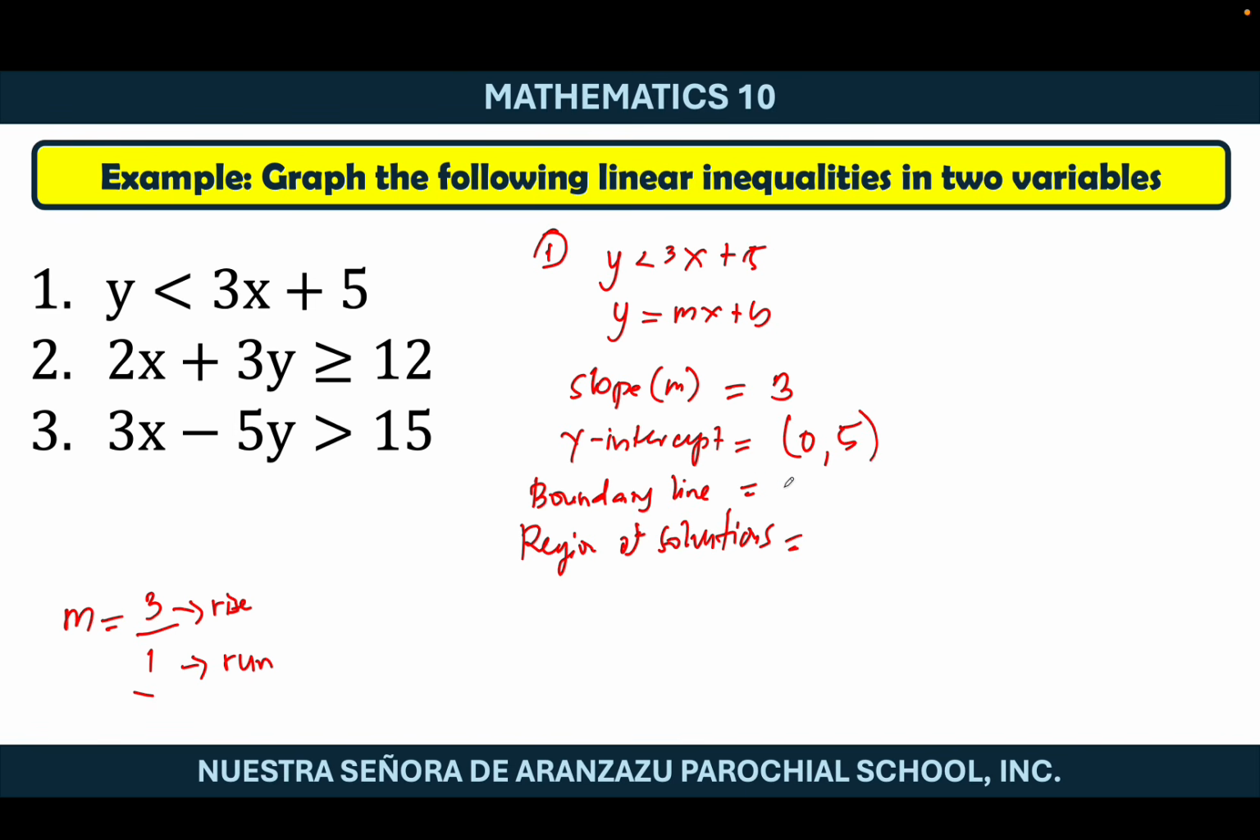Then, the boundary line, whether it is a dashed line or a solid line. Since gumamit ka ng less than na symbol dito, so, ang gagamitin natin is dashed line. Then, yung region of solution, since less than siya, ang merong shade is below. Okay? So, kunwari, ito na yung pinaka-graph niya. So, you're going to draw a Cartesian plane.